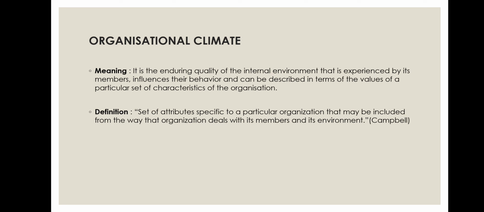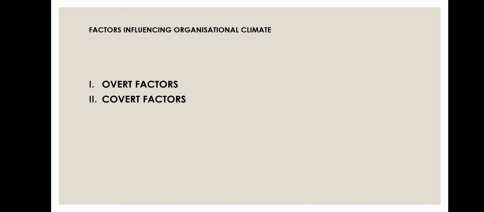Or it can be easily said as it is the emotional state, perceptions, and feelings shared by the members of the system. We can study different factors influencing organizational climate. One is overt factor, second one is covert factor. Overt factors are tangible, straightforward, and publicly observable elements. They can be measured and fair assessment can be made about the intentions of the management and efforts they are putting in to build an appropriate organizational climate.